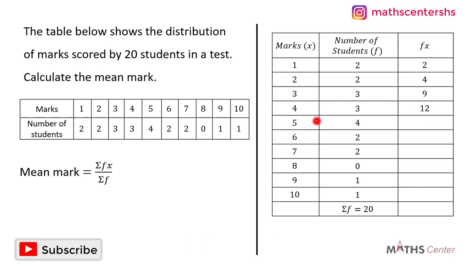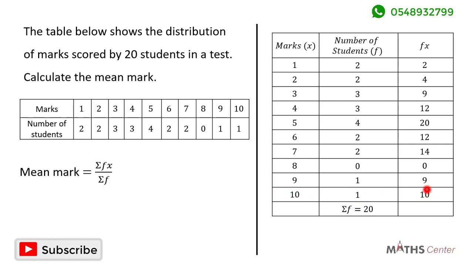The next one is 5 times 4, which is 20. The next one is 6 times 2, which is 12. The next one is 7 times 2, that will give us 14. The next one is 8 times 0, that is 0. The next one is 9 times 1, which is 9. And the last one is 10 times 1, which is 10.